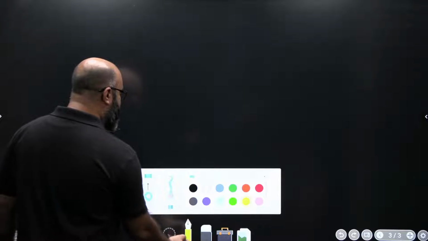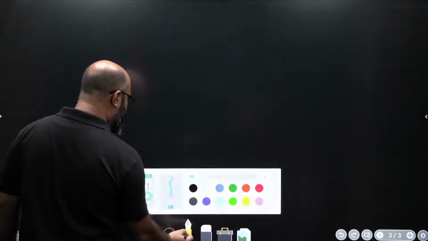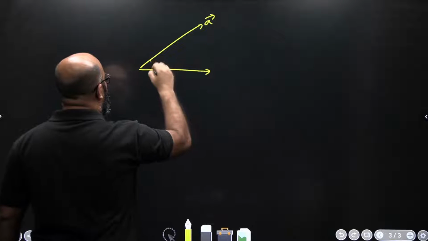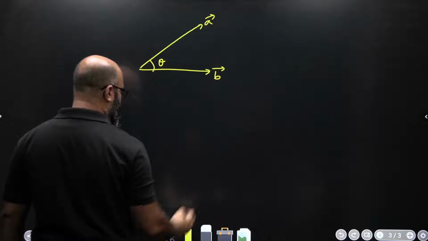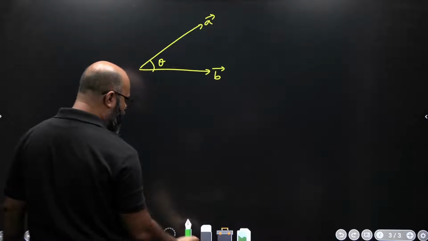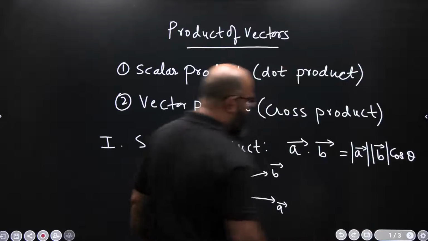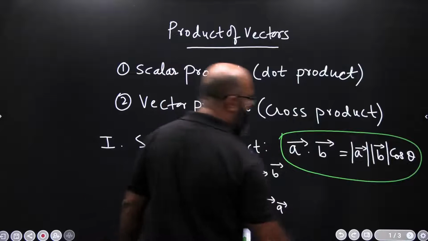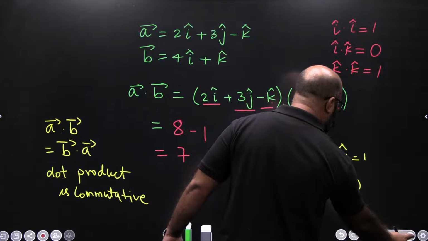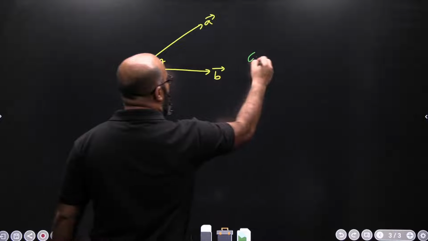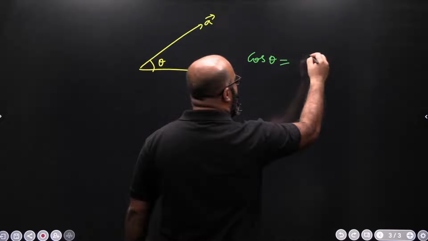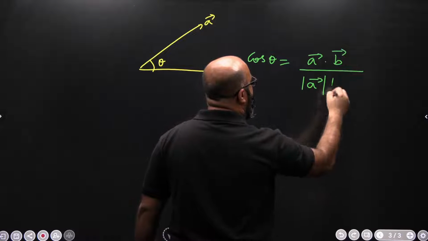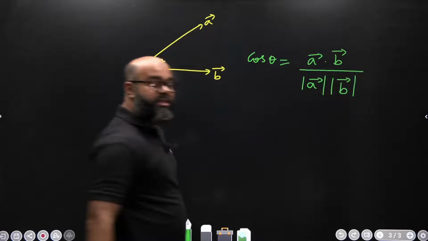Suppose it is asked to find the angle between the two vectors A and B. How can you find the angle between those two vectors? Again, by the definition of dot product, A dot B is equal to mod A mod B cos theta. So can you say that cos theta is equal to A dot B by mod A mod B? Of course you can say this.